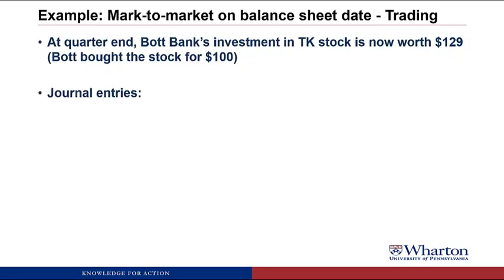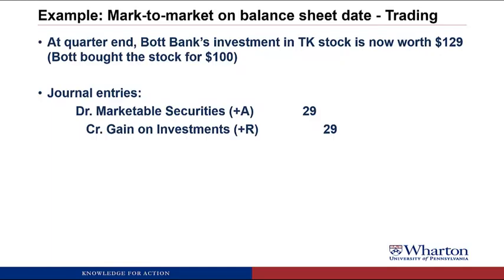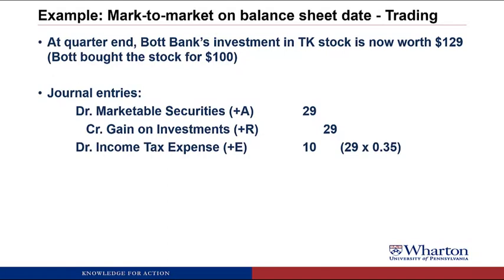Under trading securities, we have to increase the balance in marketable securities. So we debit marketable securities by 29. And then we credit a gain on investments that goes onto the income statement. So remember, trading securities, this unrealized gain or loss, in this case unrealized gain, goes on the income statement. Now we're going to take this further and do the tax part of the journal entry. So Bot has to debit income tax expense of 10. Because they have an extra 29 of gain, their income tax expense is going to go up by 29 times 35%, or 10.